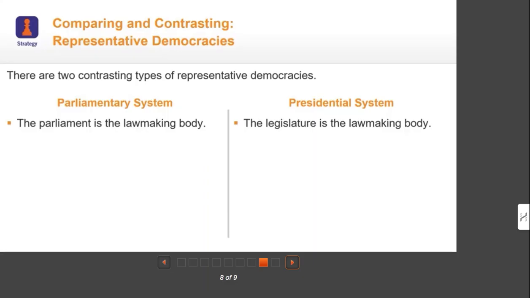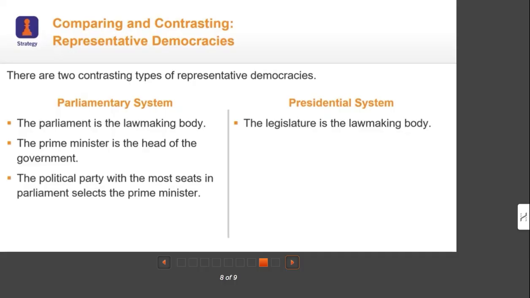In the parliamentary system, the Prime Minister is the head of the government. The political party with the most seats in Parliament selects the Prime Minister. Because there is no real separation of powers between the executive and legislative branches, the Prime Minister can exert great influence over lawmaking under this system.